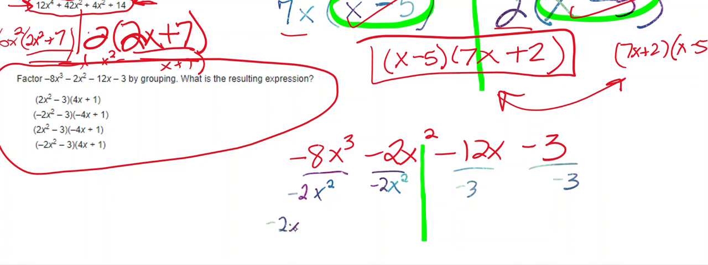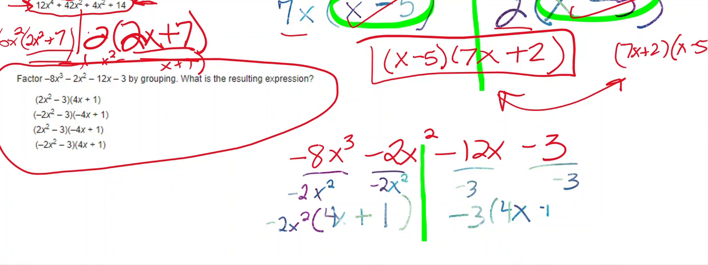So now what do we get when we divide out the greatest common factor? We get negative 2x squared, our greatest common factor on the outside. Negative 8 divided by negative 2 is positive 4. x cubed divided by x squared is 1x, just x to the first. Negative 2 divided by negative 2 is a positive 1. x squared divided by x squared is 1. So 4x plus 1. Do the same thing over here. We factored out negative 3. Negative 12x divided by negative 3 is positive 4x. And negative 3 divided by negative 3 is positive 1.